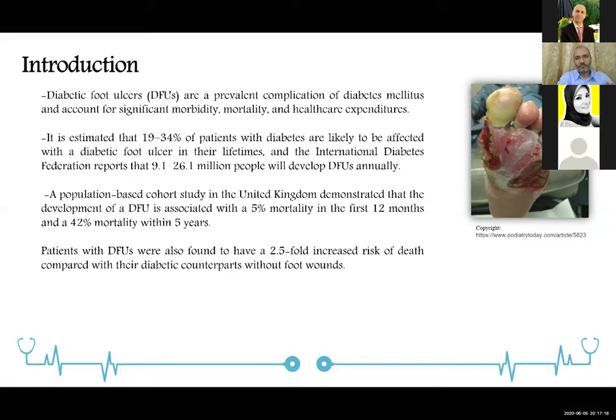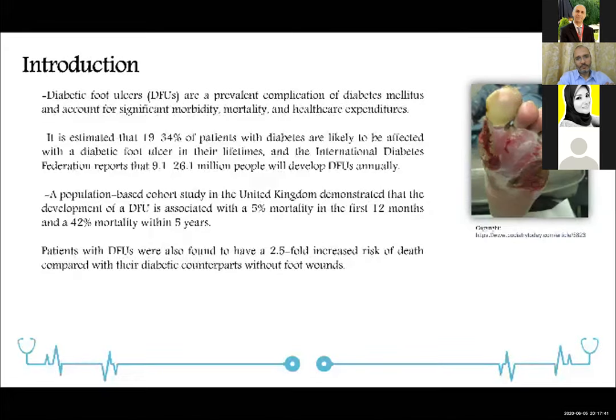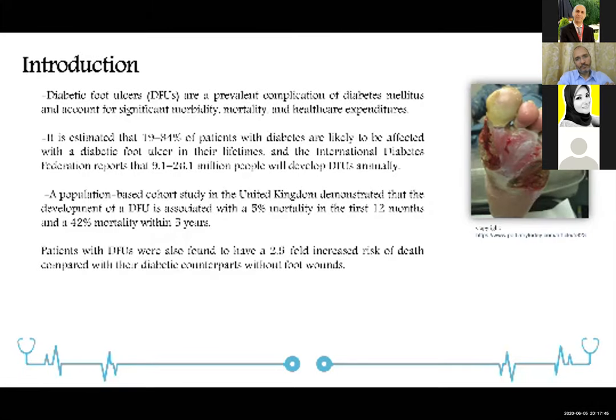A population-based cohort study in the United Kingdom demonstrated that the development of a diabetic foot ulcer is associated with 5% mortality in the first year and 42% mortality within five years. Patients with diabetic foot ulcers were also found to have a 2.5-fold increased risk of death compared with their diabetic counterparts without foot wounds.